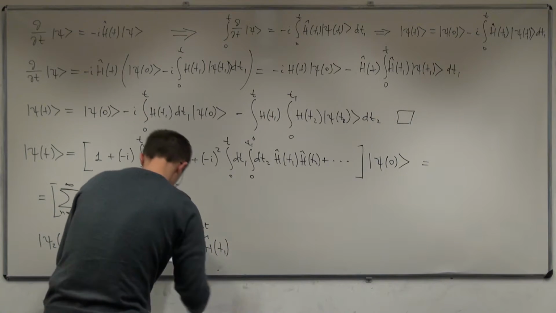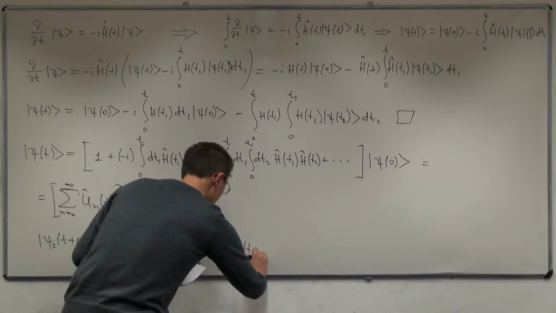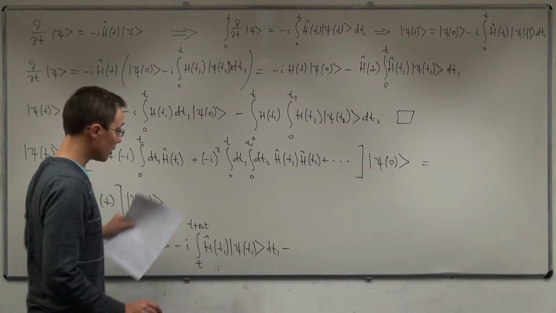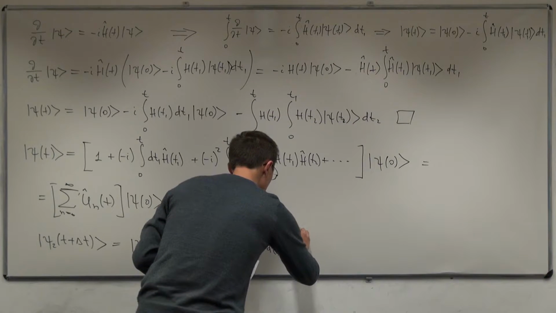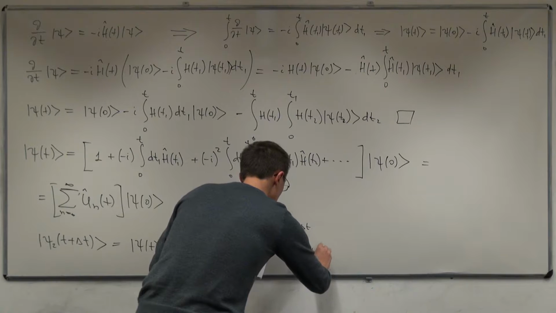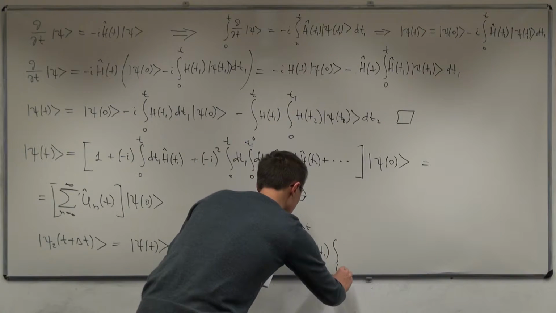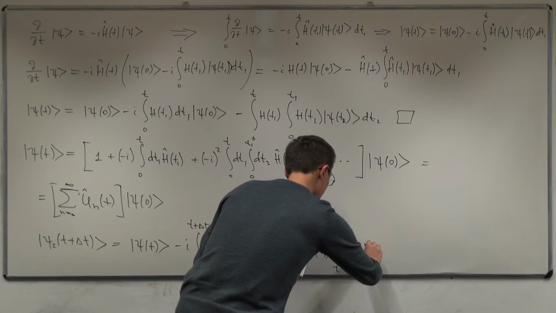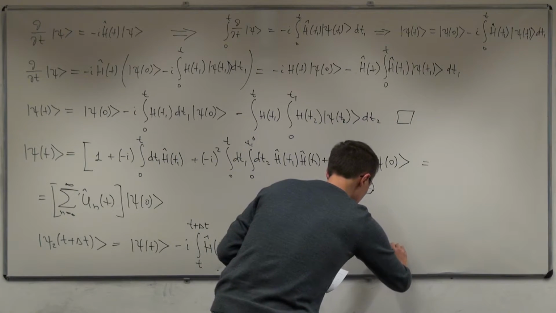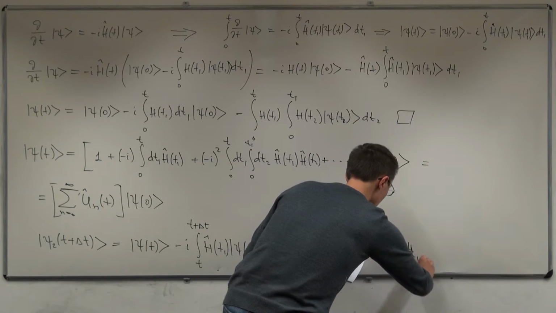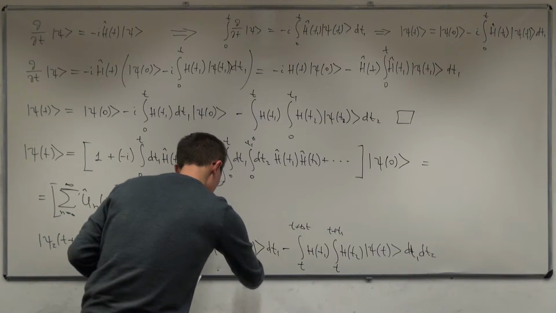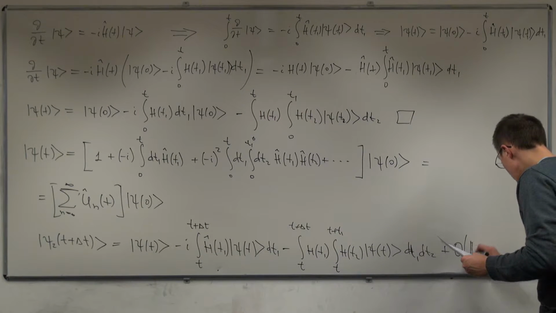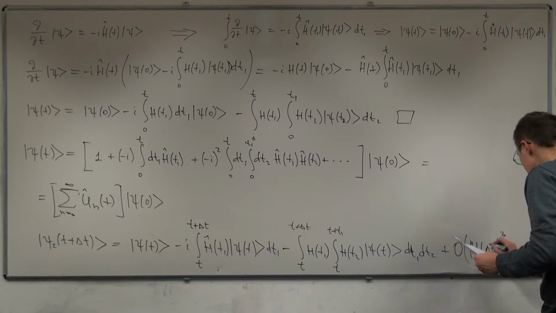h of t1, the integration variable, psi of t1, dt1, minus the second correction in here, integral from t to t plus delta t, h of t1, then another integral from t to t plus t1, h of t2, then psi of t, dt1, dt2. Now this should be psi of t in here. Plus the terms of the order of the norm of the Hamiltonian times delta t cubed.